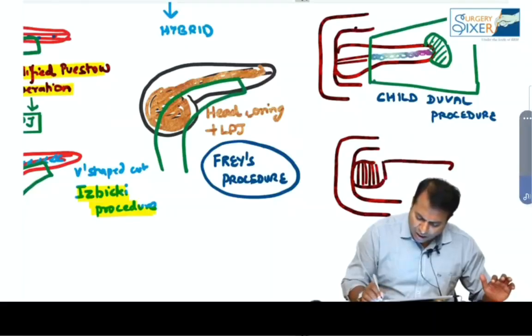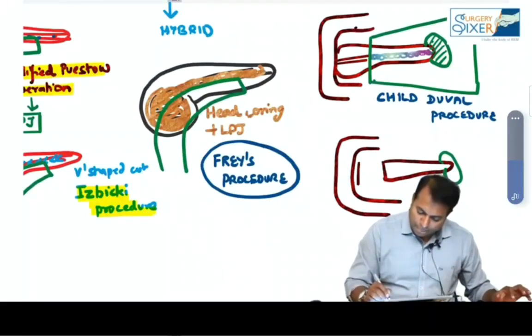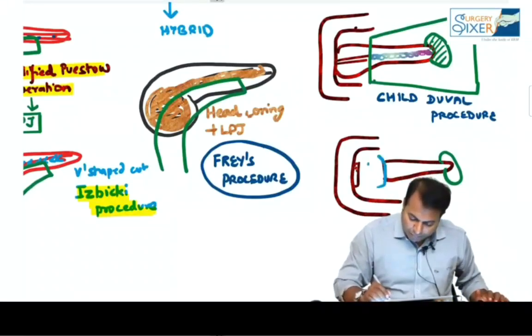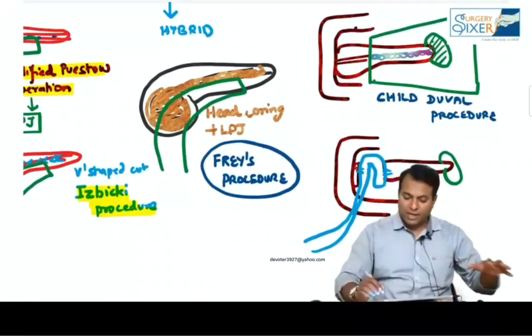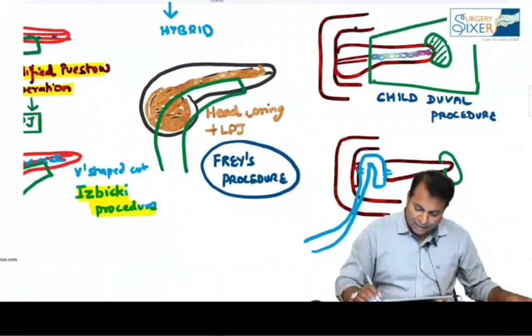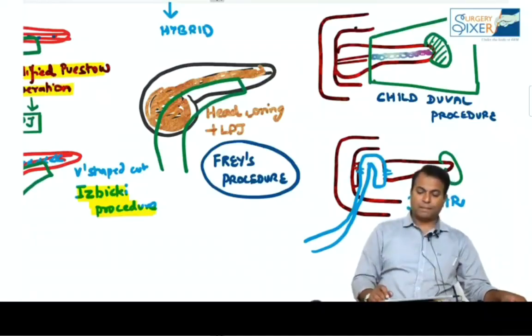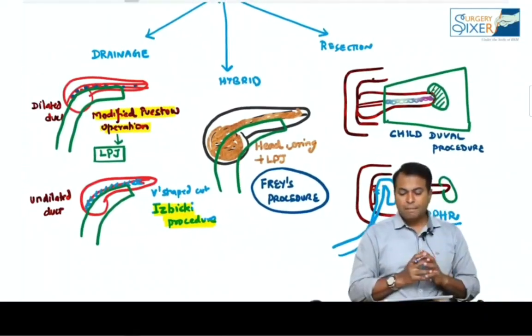If the problem is there only in the head, like this, and the body and tail are normal, what I will do is, please understand this, I will remove only the head, preserving the duodenum. Usually it is a very difficult operation to preserve the duodenum and remove only the head. I will remove only the head, preserving the duodenum, and do an anastomosis like this with the jejunum. This procedure of removing only the head, preserving the duodenum, is known as duodenum preserving pancreatic head resection, or Beger operation, also known as Beger's procedure. So duodenum preserving pancreatic head resection is known as Beger's procedure.